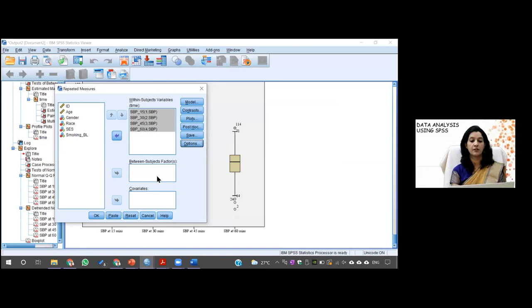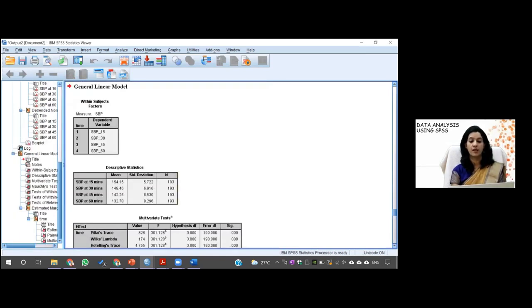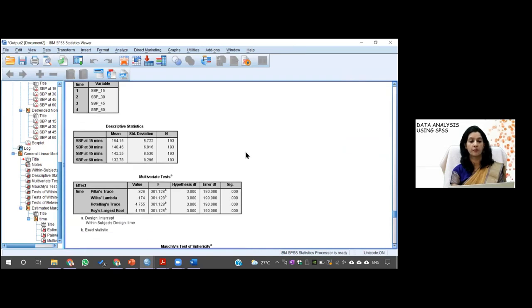Then press OK. You don't have to press anything else, only this option. So you press OK, and then you will have this output. You can see here the 4 dependent variables, the systolic blood pressure measurement at 4 different time points. This is the mean of the systolic blood pressure at 15 minutes, 30 minutes, 45 minutes, and 60 minutes. This is the standard deviation. Then you don't have to look at this multivariate test.